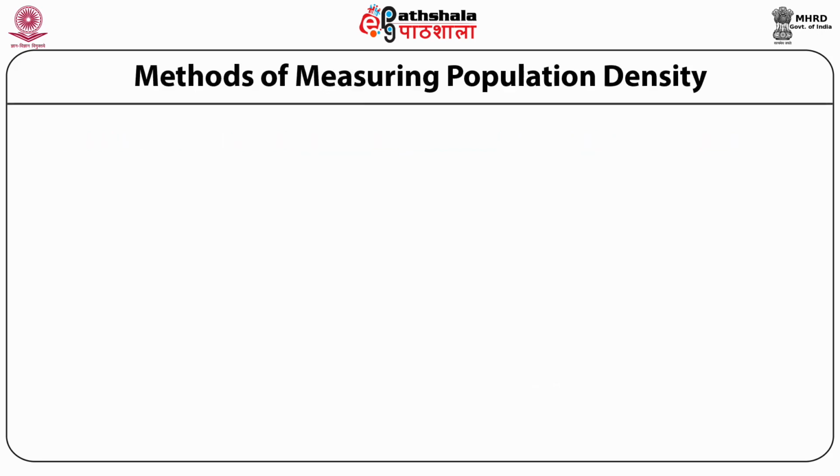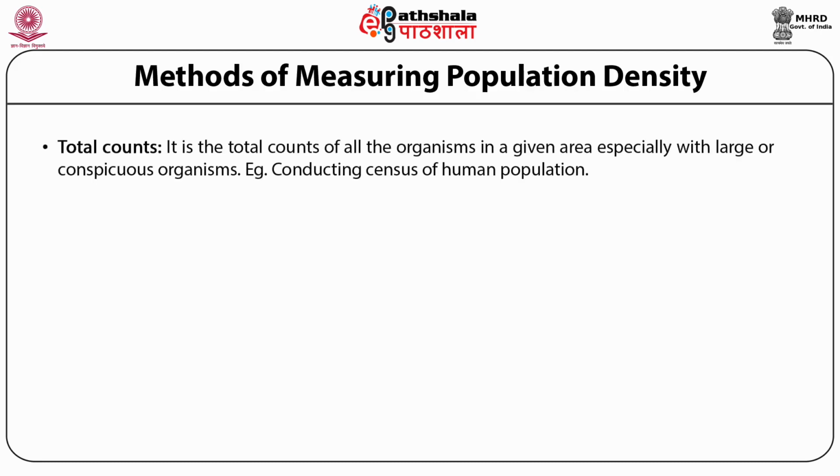Methods of measuring population density. Population density of organisms can be measured by the following methods. The first method is total counts. It is the total count of all the organisms in a given area, especially with large or conspicuous organisms which we can easily observe. For example, conducting census of human population, whales in an area of sea, etc.